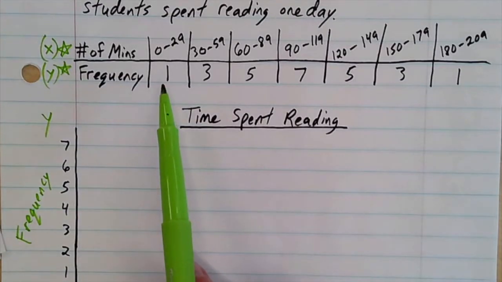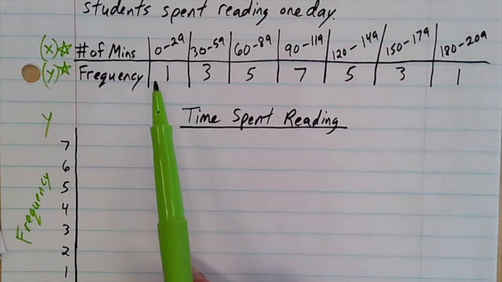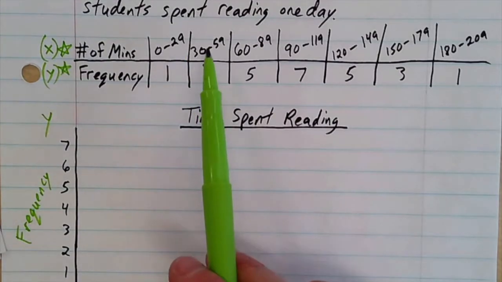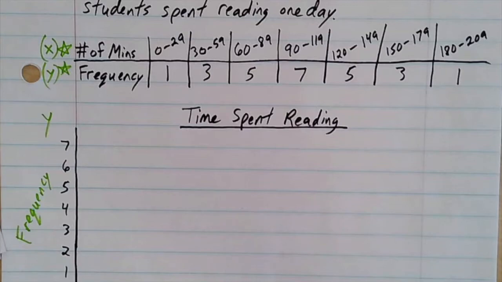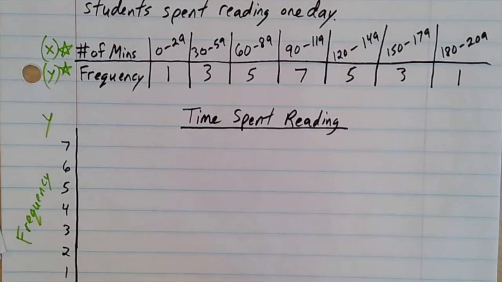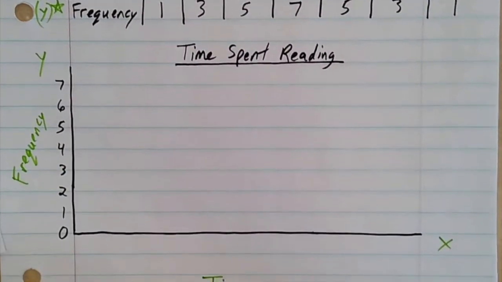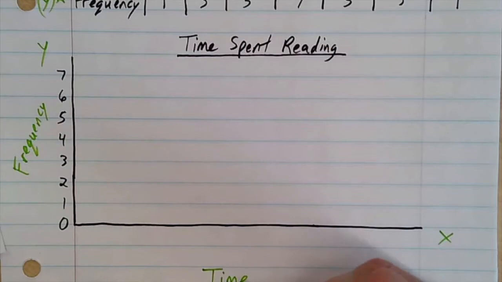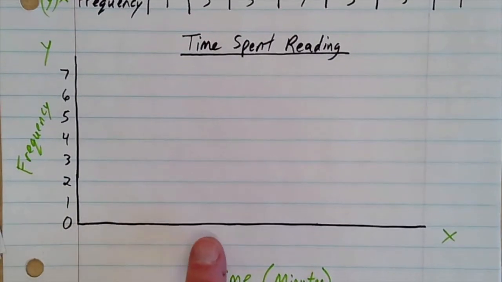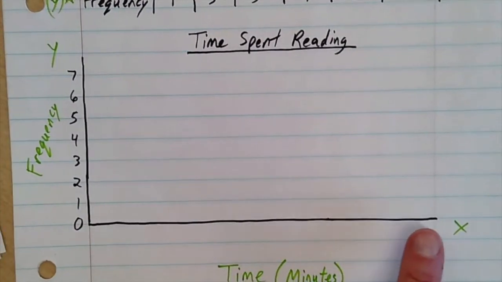So 1 is actually referring to 1 student reading 0 to 29 minutes. 3 is referring to 3 students who read between 30 and 59 minutes. This is your x-axis, and we are labeling this one time. This will be time, and it's labeled in minutes. And so these have to be continuous intervals. You have to make sure they're all evenly spaced.